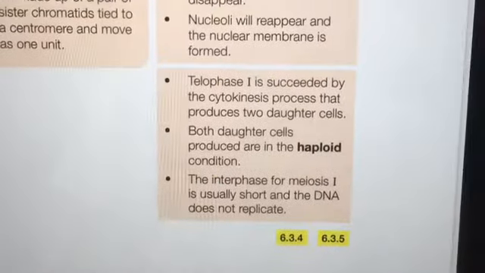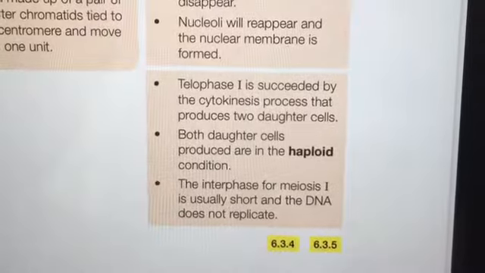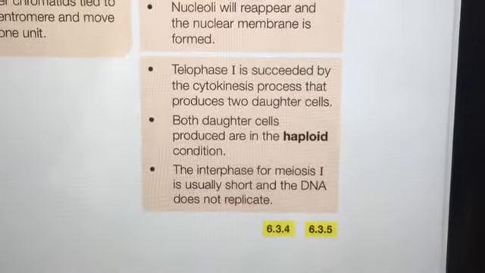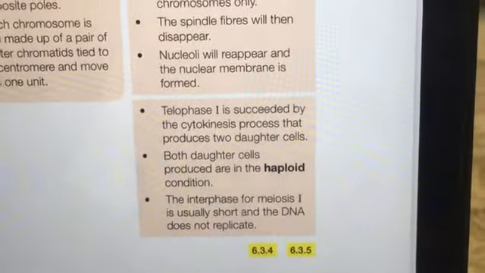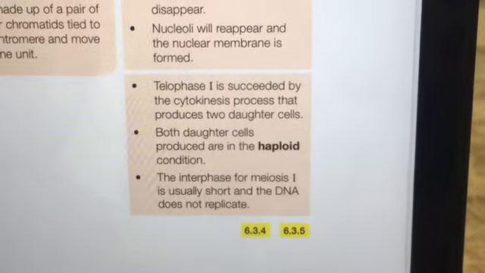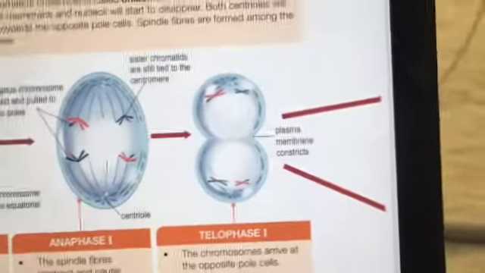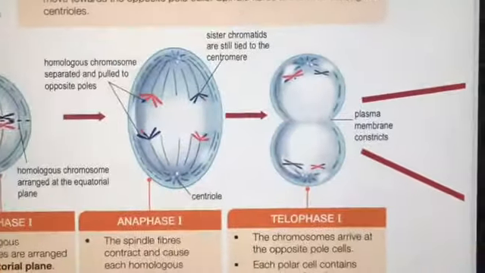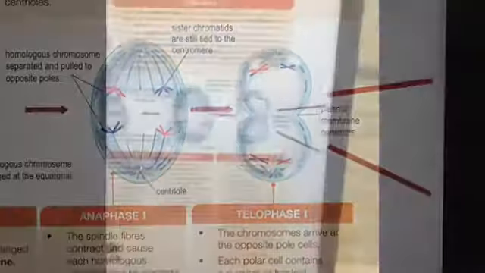Telophase 1 is then succeeded by the cytokinesis process that produces 2 daughter cells. Both daughter cells produced are in the haploid condition. The interphase for meiosis 1 is usually short and the DNA does not replicate. So it's already replicated. After cytokinesis, the cell separates into 2. It usually will go directly into the next phase.